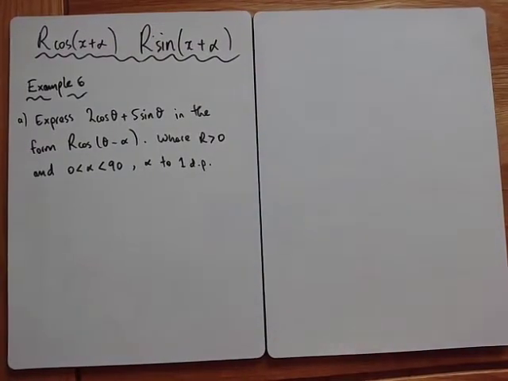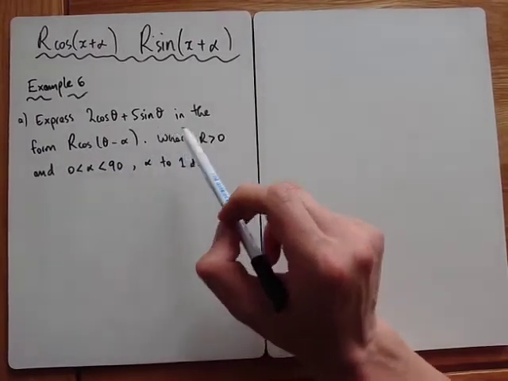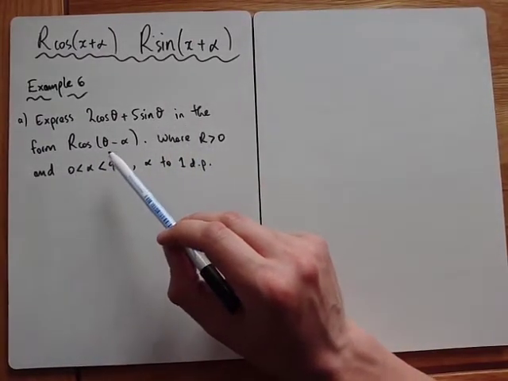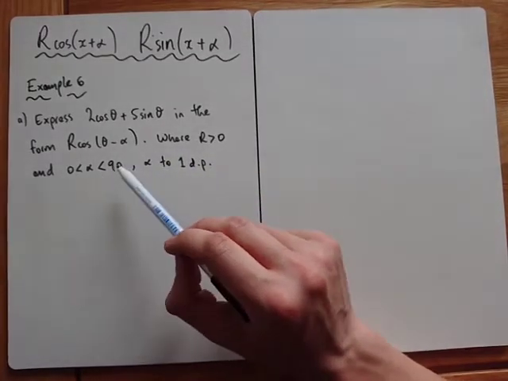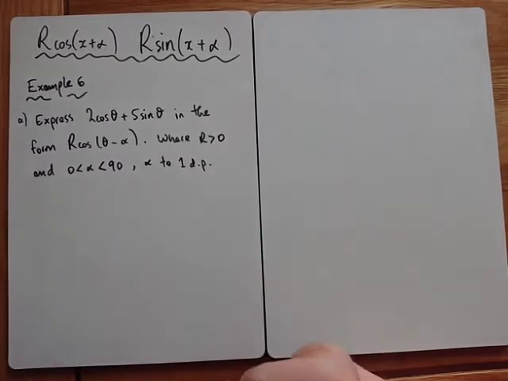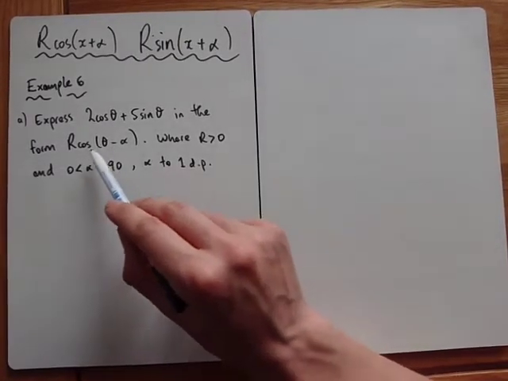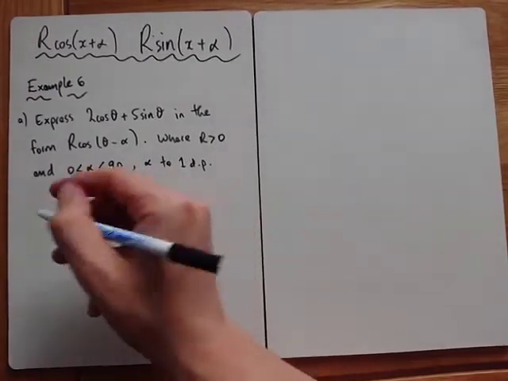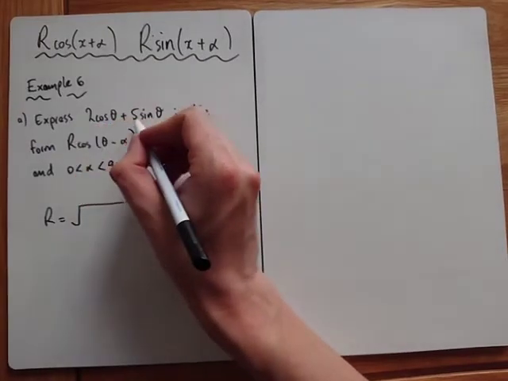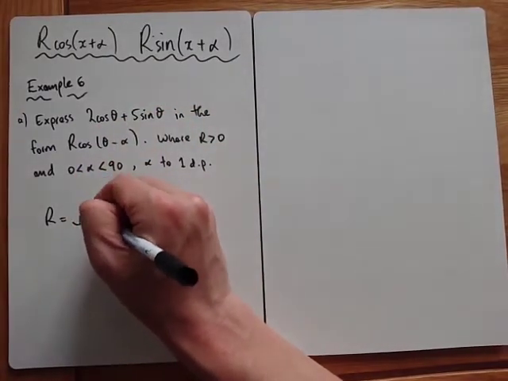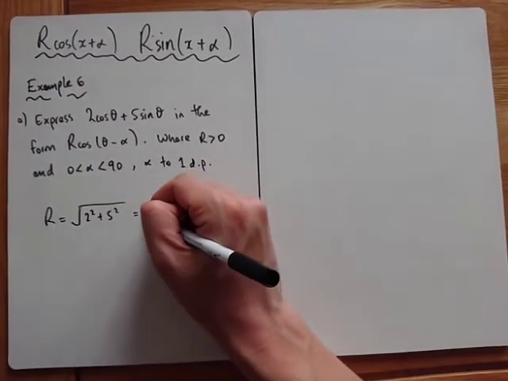Okay, second example, or example 6 from the booklet. Express 2 cos theta plus 5 sin theta in the form r cos theta minus alpha, where r is greater than 0 and alpha is between 0 and 90, so we want an acute alpha, to one decimal place. Obviously we're going to be using cos of a minus b as well. Okay, so first thing I'll do, figure out r, coefficients of 2 and 5, so 2 squared plus 5 squared, that would be square root of 29.